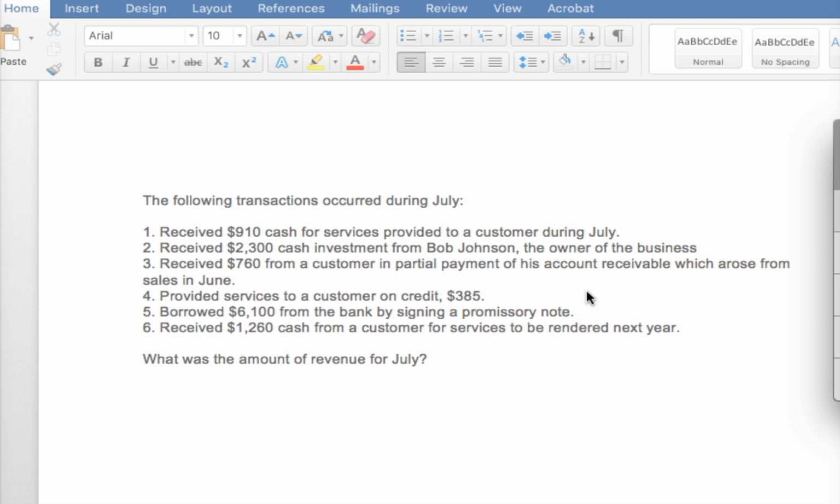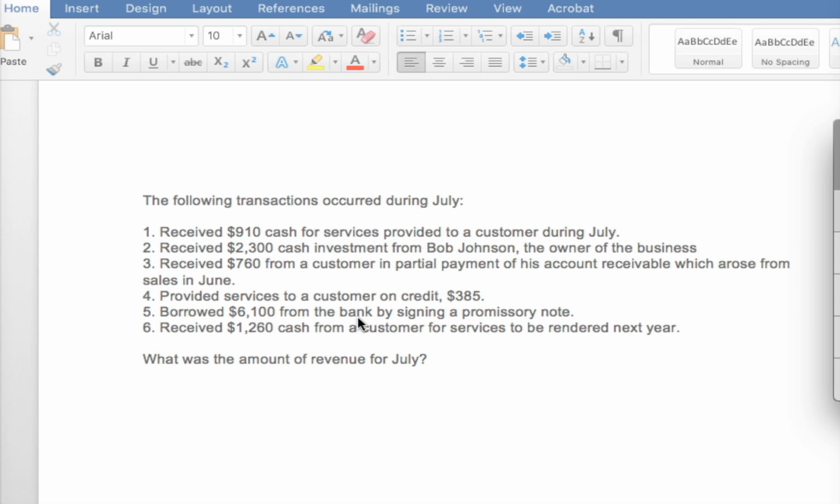Received $760 from a customer in partial payment of his account receivable, which arose from sales in June. So whenever that sale occurred in June, we would have recorded the revenue at that point. So we're not going to record it again in July, so we won't add it this time. It would have already been recorded in revenue. Provided services to a customer on credit. Since we provided the services already, we would recognize that revenue. So we're going to add that.